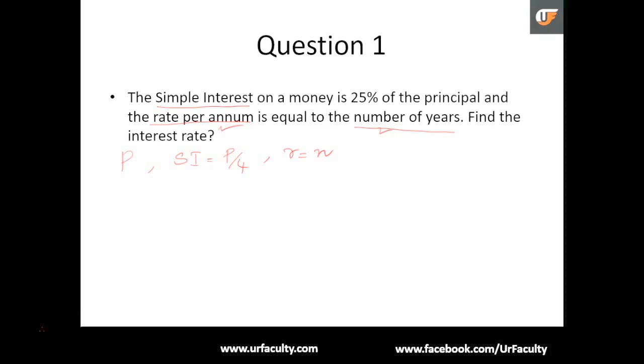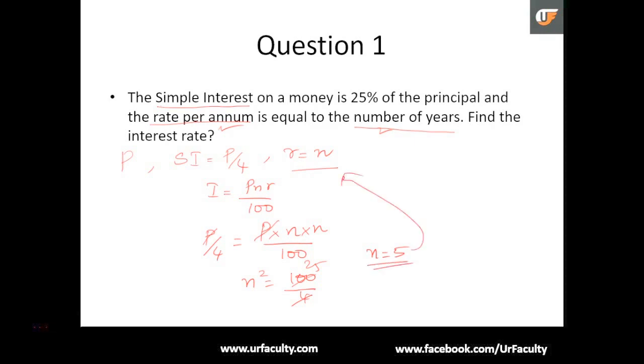Now what is the formula that we have? I is equal to PNR by 100. And what is I here? I is equal to P by 4 and P into N into R is equal to N. So we put N by 100. We cancel P and P and we get N square is equal to 100 by 4 which is basically equal to 25, and therefore N square is equal to 25, so N is equal to 5. So we know that R and N are same, so we can say that the rate of interest is equal to 5%.